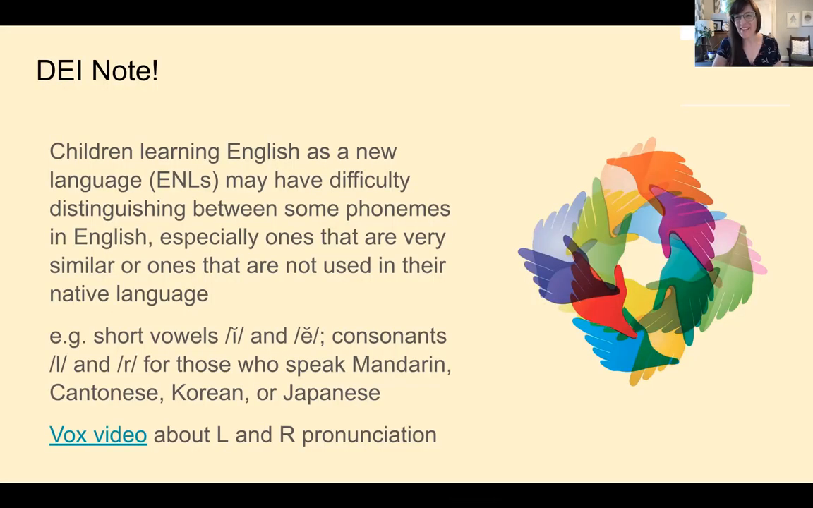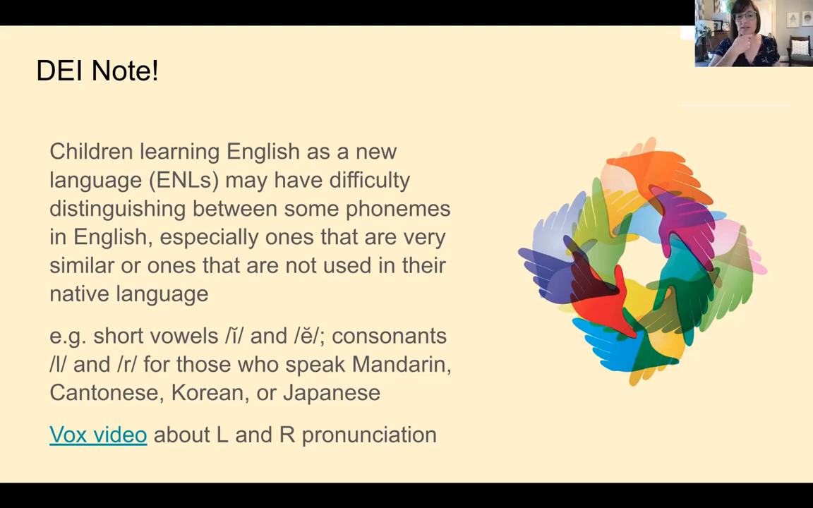To further complicate things, I want to always be thinking about our DEI notes. And here, a reminder that children learning English as a new language might have some difficulty distinguishing between some phonemes in English, especially ones that are very similar or ones that are not at all used in their native language. So for example, we talked a little bit about this, but that difference between the short vowels, I and I, so similar. You have to have a really fine-tuned ear in order to catch the differences.